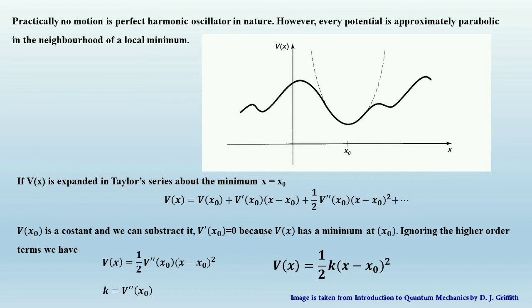Look here, it is again just like the potential energy function which was used for a classical harmonic oscillator. So we can say that practically any potential can be approximated by a parabolic function in the neighborhood of a local minimum, which we have shown in this case.